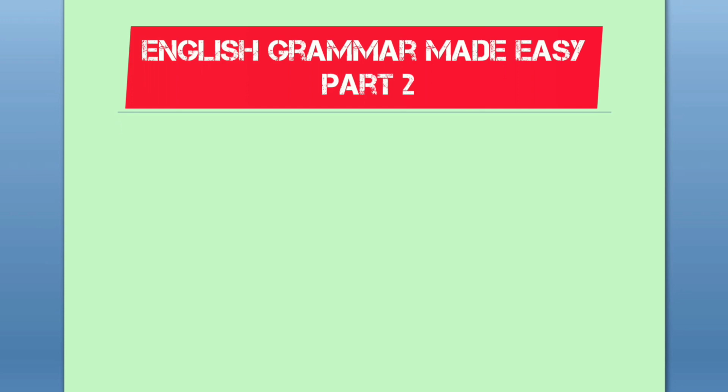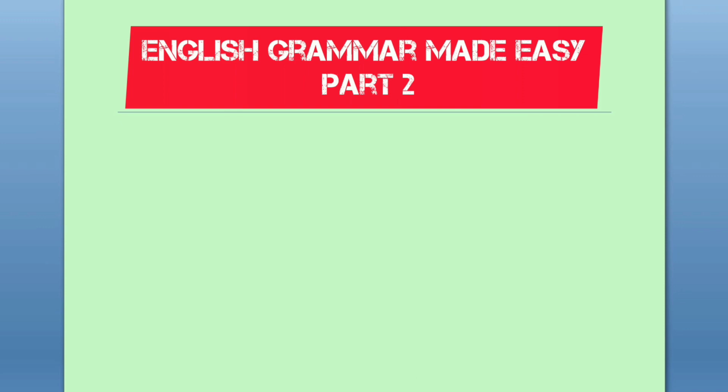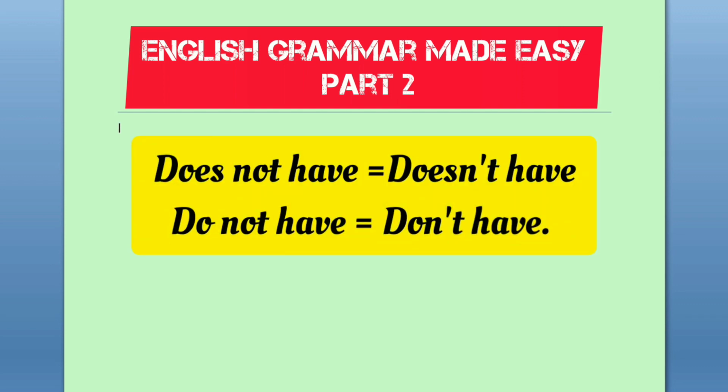So friends, as I have already mentioned, today we have the second part of English grammar made easy for you, and this is going to help you immensely to speak confidently and correctly, because it is imperative to learn a few basic things while communicating and speaking in English, right? As you see on your screen, today we are going to learn an imperative topic, that is where we can use doesn't have and where we can use don't have.